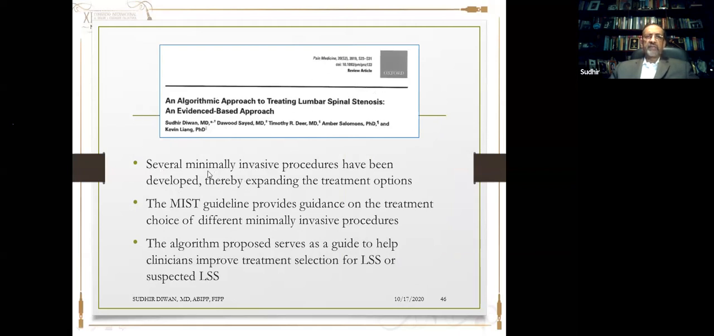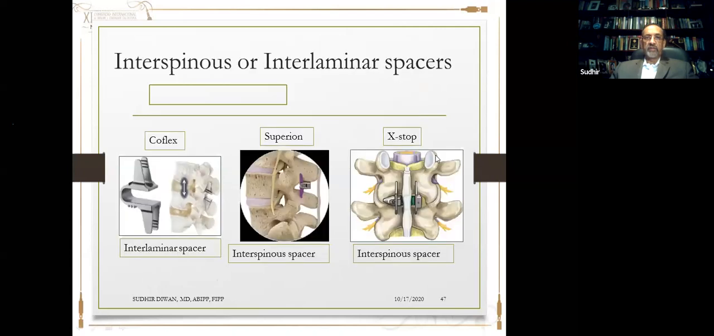And the reason is there are several minimally invasive procedures that have been developed, and that has expanded our treatment options, and we should include those treatment options. The MIST guidelines that we talked about also recommend that we should include the minimally invasive options in our treatment algorithm. So I'm going to review some of the options.